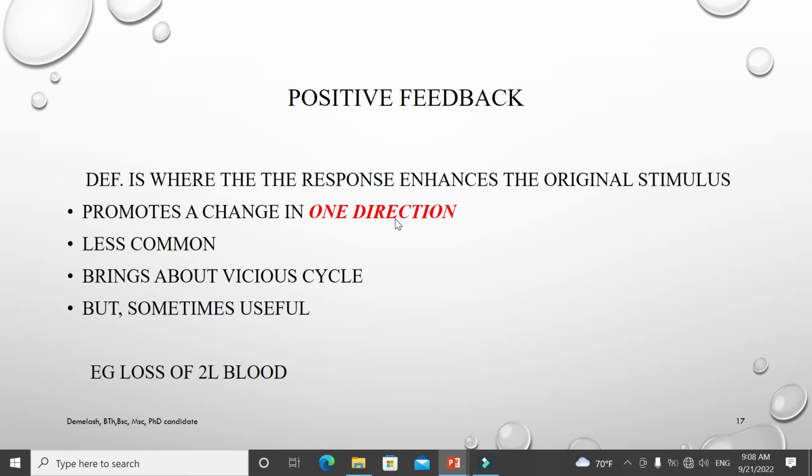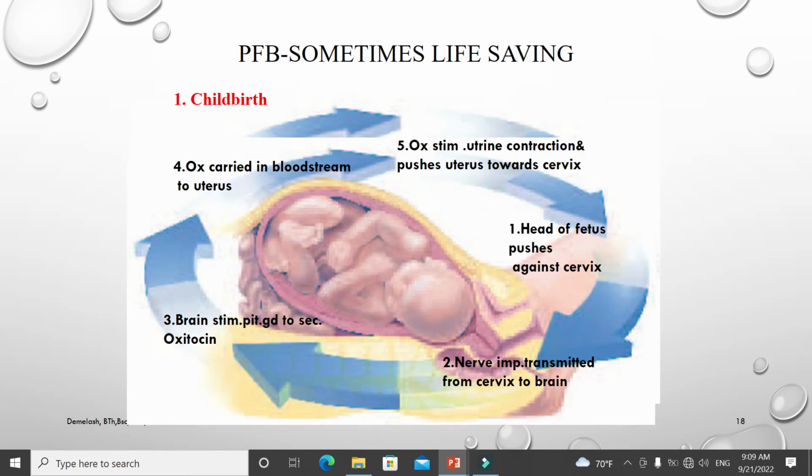Okay. Next, the positive feedback system. This is where the response enhances the original stimulus. Okay, this is dangerous sometimes. It promotes a change in one direction only. It's less common in homeostatic activities, and brings about a vicious cycle, but sometimes it could be useful. Example, loss of 2 liters of blood. What will happen? Please compare loss of 1 liter of blood and loss of 2 liters of blood from the body.